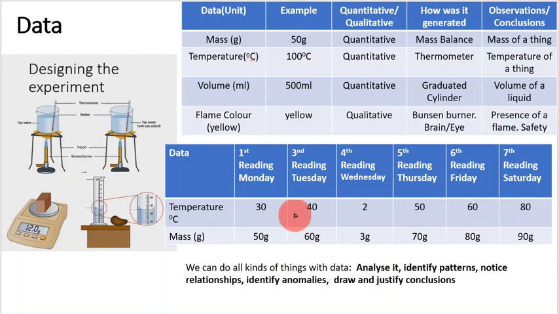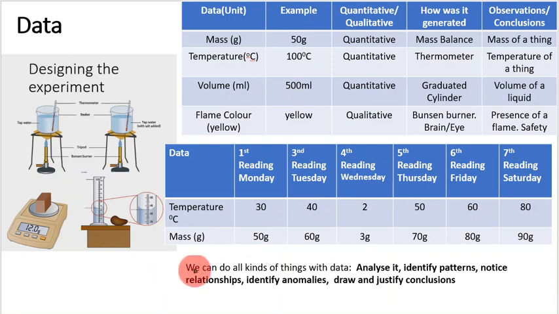We can notice relationships as well. So we can see the relationship between the day of the week and the temperature, or the day of the week and the mass that's measured. And then what we can do is we can take this data and we can make justifications or come up with conclusions from the data.